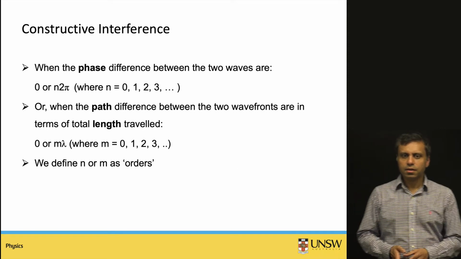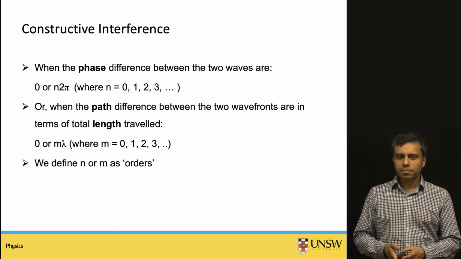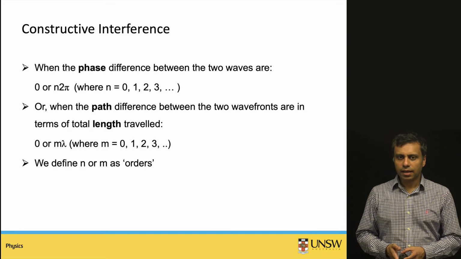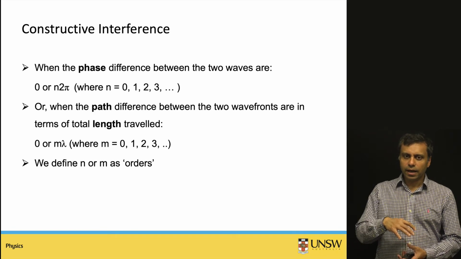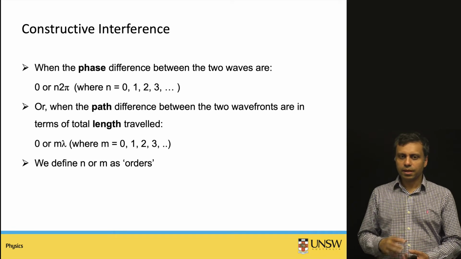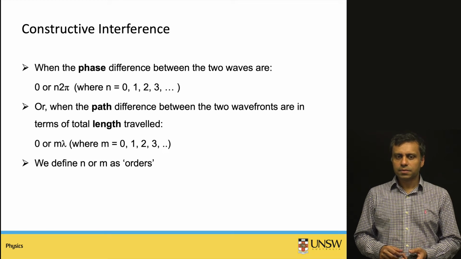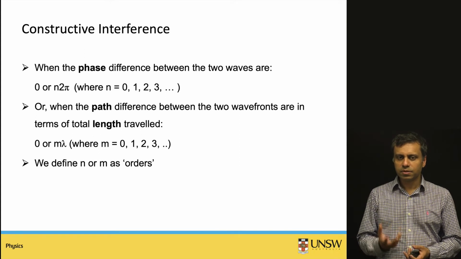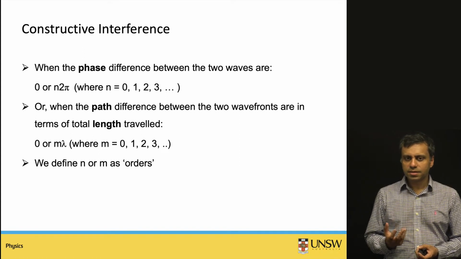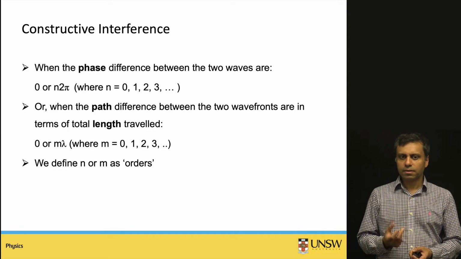Constructive interference. When the phase difference between the two waves is an integer multiple of 2 pi, then constructive interference happens. That is, the two waves meet up and they produce a larger wave. They interfere in phase basically. So the condition is that the phase difference between the two waves. Remember, phase is the argument of the sine wave or the cosine wave.